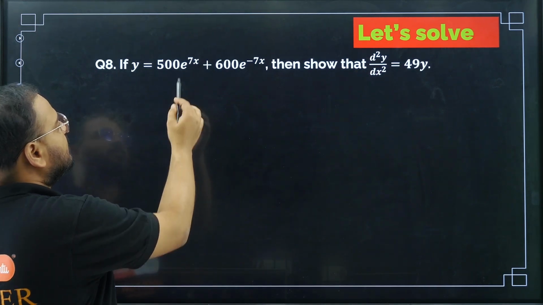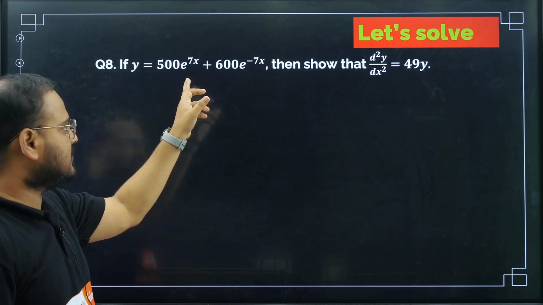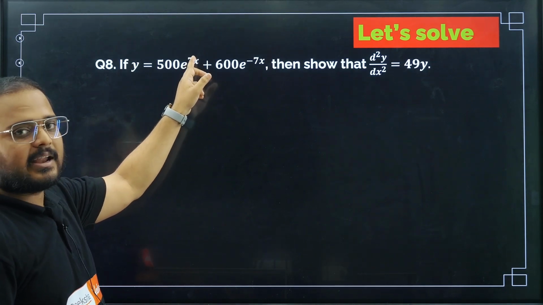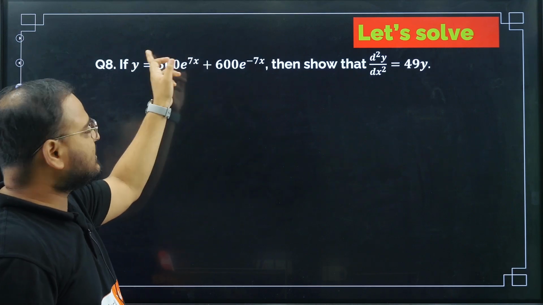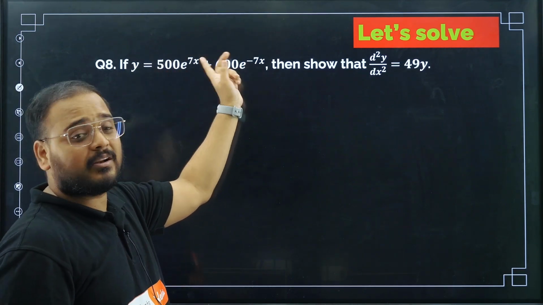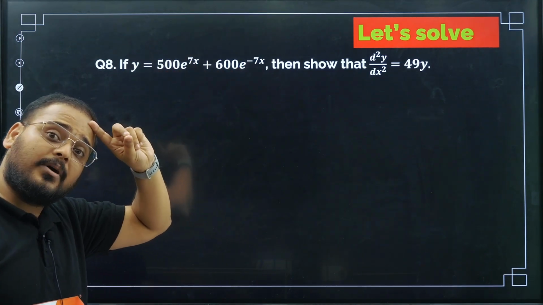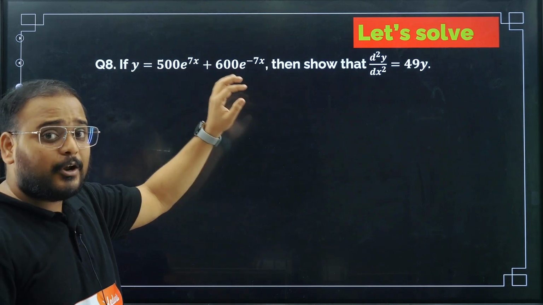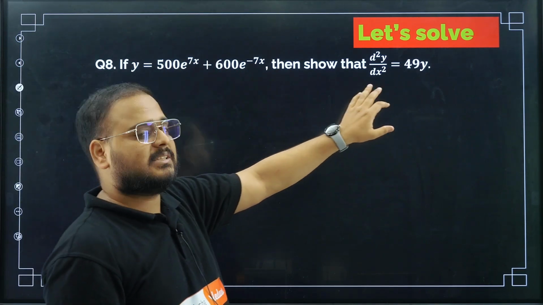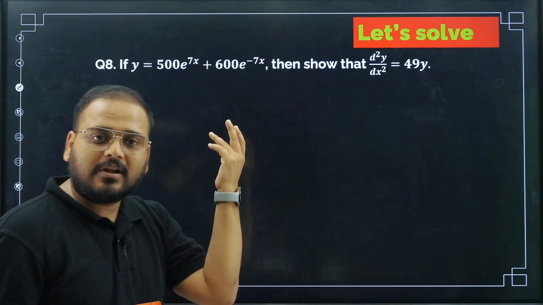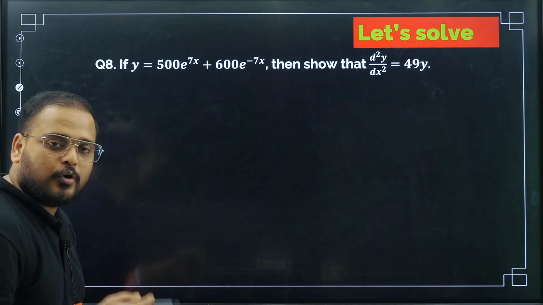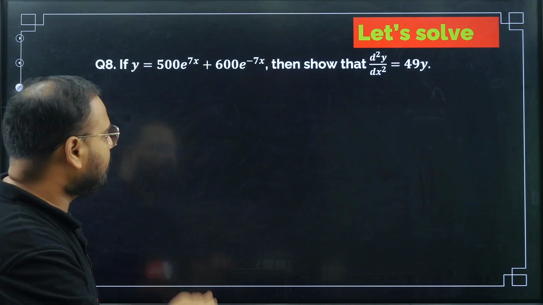Okay, think here: 500 is a constant, it will remain as it is. For e power 7x, I can take 7 out, it will be 7 multiplied, and over here I'll multiply with minus 7. Again, if I do the second order derivative, I'll do another 7 multiplication. 7 times 7 will be 49, so obviously it will be true, but we have to show it. If you want to solve it from your side, pause the video, solve it, then come back for the solution.